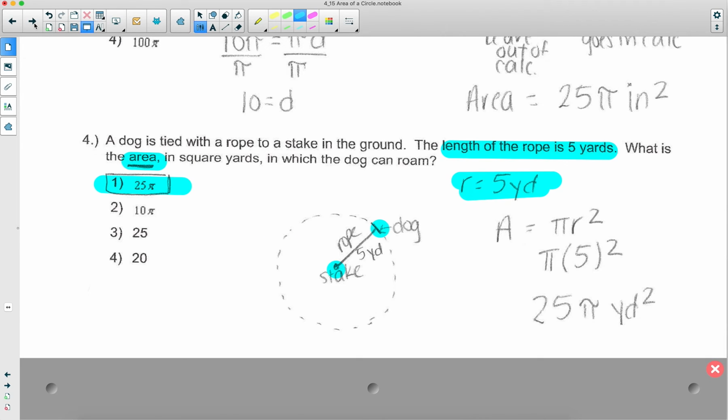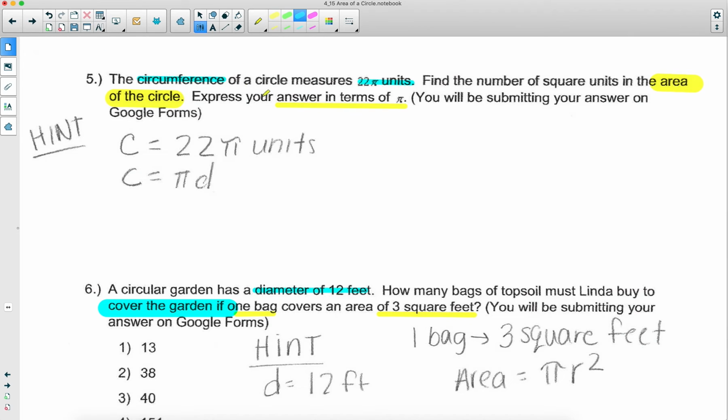Okay. And then the last 2 are 5 and 6. These 2 are going to be submitted through Google Forms, but just to kind of give you some hints, to kind of give you a little head start here. Number 1 says that the circumference of a circle measures 22 units. We have to find the area of the circle, express your answer in terms of pi. So remember, circumference equals 22 pi. The circumference formula is pi d. If you want area, that's area equals pi r squared. So think about how the diameter helps you find the area if you need pi r squared.